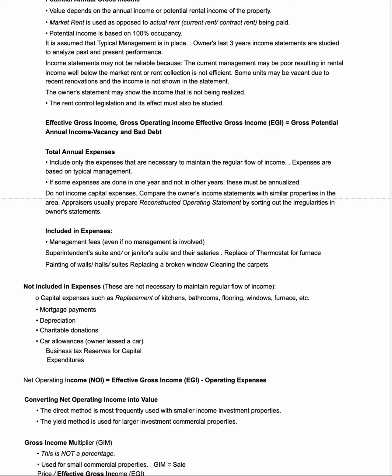So in this case, the owner's 3 years operating statement would include the rent collection, parking and other income, total income, expenses for realty tax, maintenance, salary, janitor, water, electricity, fuel, insurance, maintenance and repair, painting and decoration, supplies, legal and audit, elevator maintenance, depreciation, mortgage payment, total expenses, and then you get the net income.